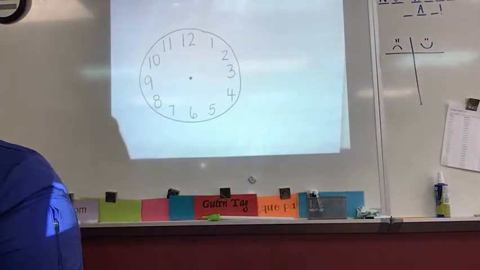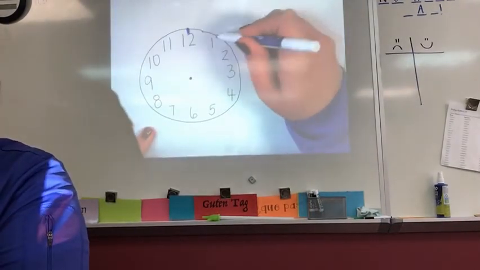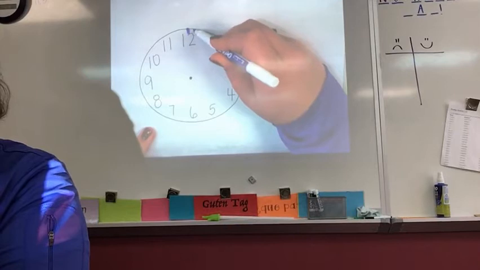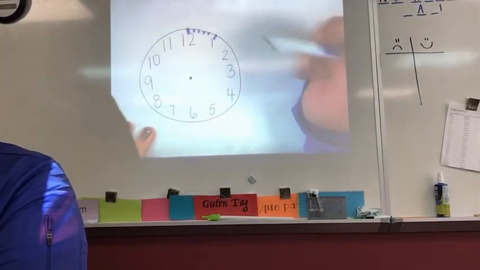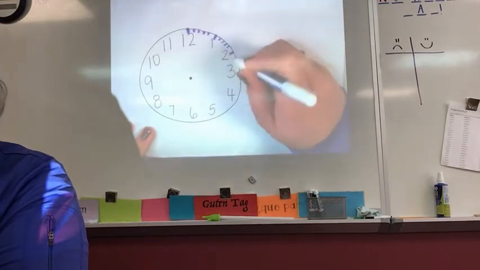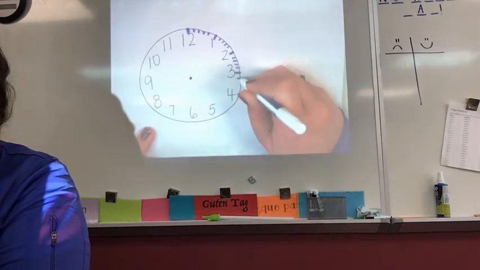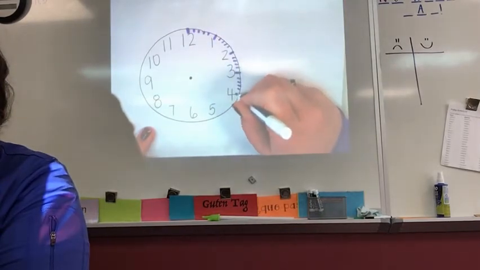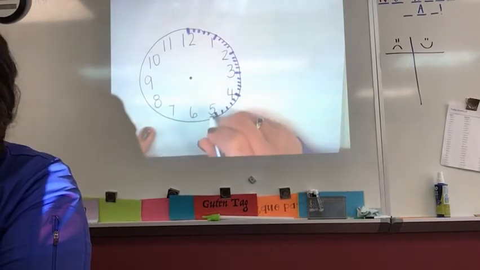So on my picture, I'm going to make sure that I've got my lines for each number, and then I will go 1, 2, 3, 4, 5. So the fifth one goes on the number. 6, 7, 8, 9, 10, 11, 12, 13, 14, 15, 16, 17, 18, 19, 20, 21, 22, 23, 24, 25.